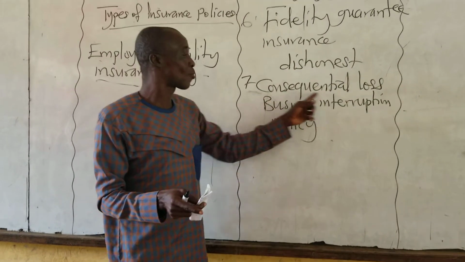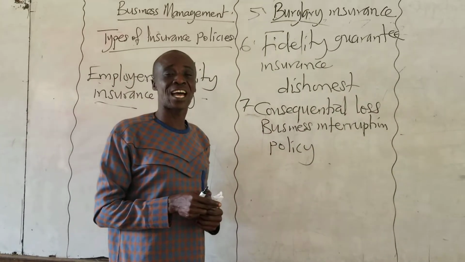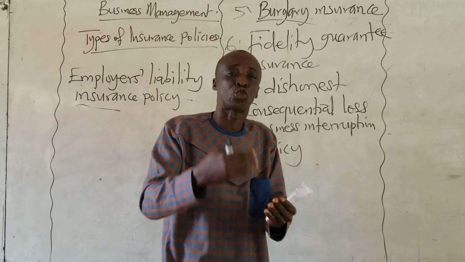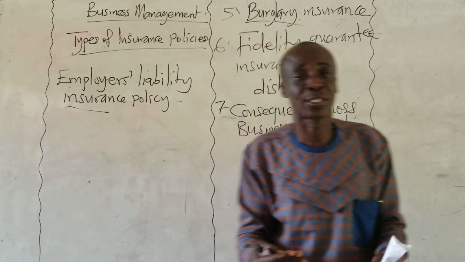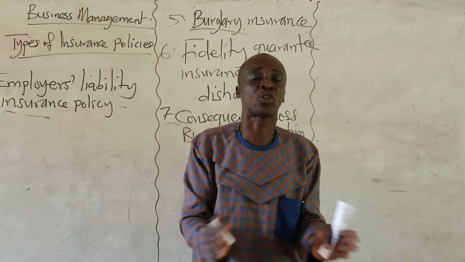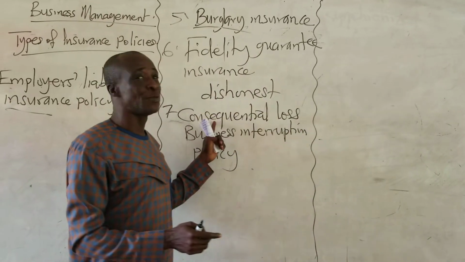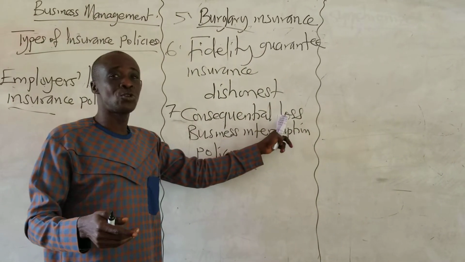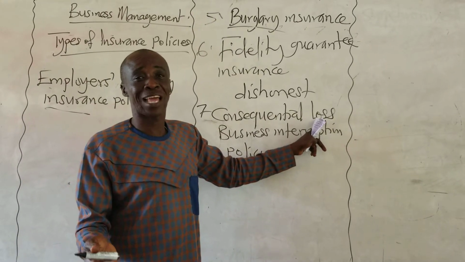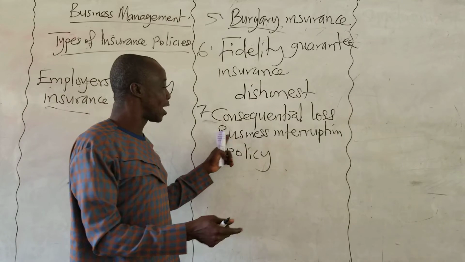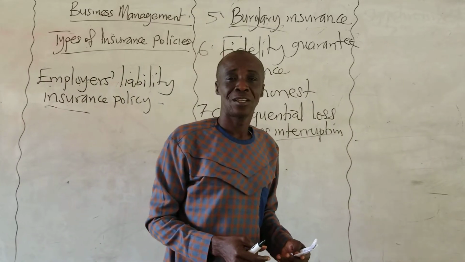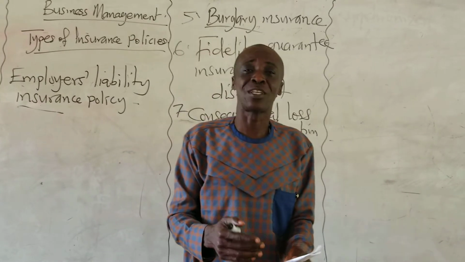Here it is consequential loss. You know, in the English language, if you were writing an essay and you wanted to show the result of something, then you say, consequently, that means you are showing the result of something. So here, consequential loss means you have lost something as a result of what? Then look at interruption. What do you mean when you say something has been interrupted?